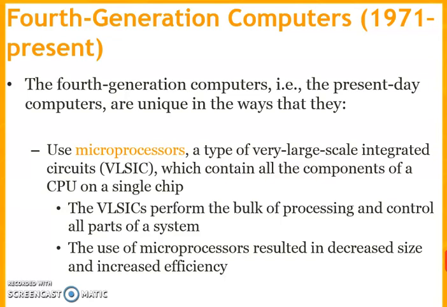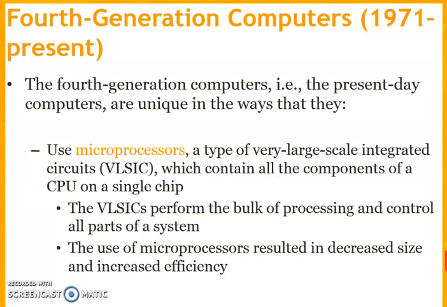They have more capacity of storage. They have more capability of doing tasks at a time. They use the microprocessor, a type of very large scale integrated circuit, VLSIC, which contains all the components of a CPU on a single chip. This has a small chip, but it contains all the components of a CPU. This performs the bulk of processing and controls all the parts of the system, the brain of a computer.